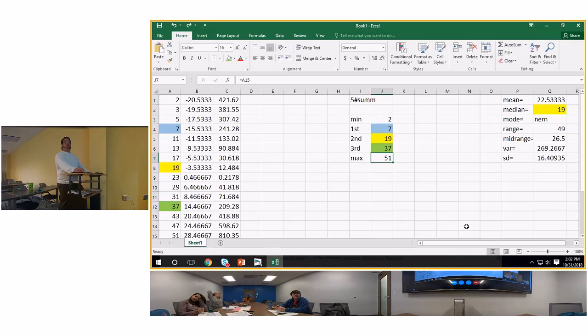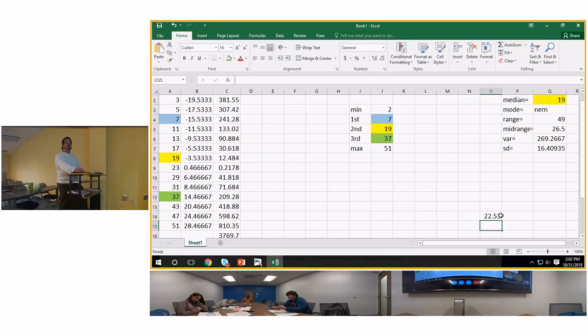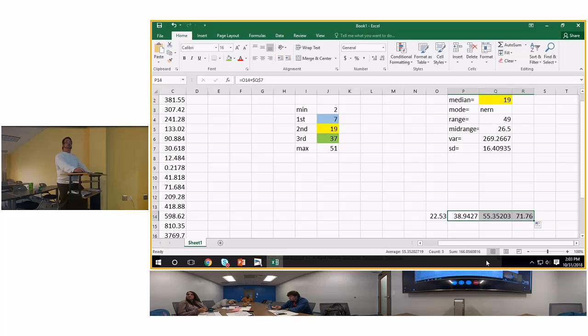Okay, so now I'm ready to draw my standard deviations. We'll do that down here. The middle is the mean. And then we're going to do equals the mean plus the standard deviation. I'm going to hit F4 because I'm going to copy it. And those are the numbers. And then equals this minus the standard deviation, F4. And I'm going to copy that.